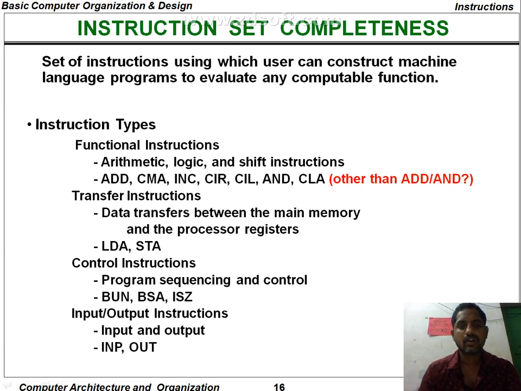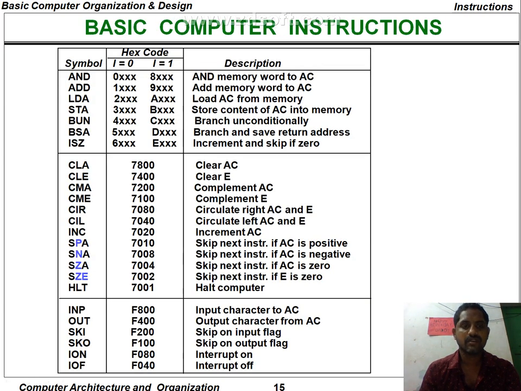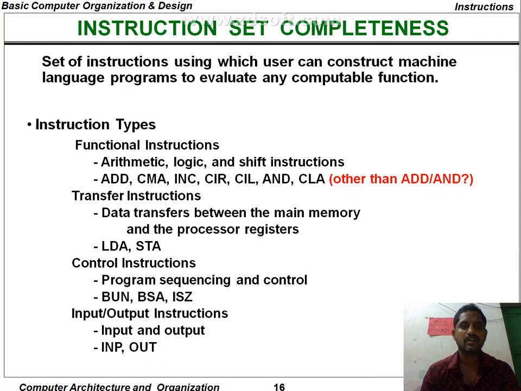The next one is the control instructions, which are used for program sequence and control. These are BUN, BSA, ISZ. BUN is branch unconditional, BSA is branch and save return address, ISZ is increment and skip if zero. These are the different types of instructions: functional instructions, transfer instructions, control instructions, and input output instructions, INP and OUT.